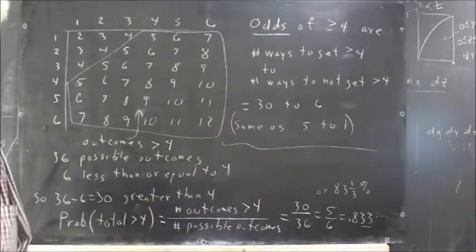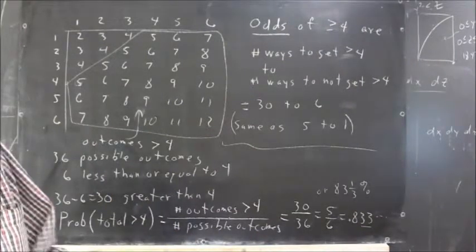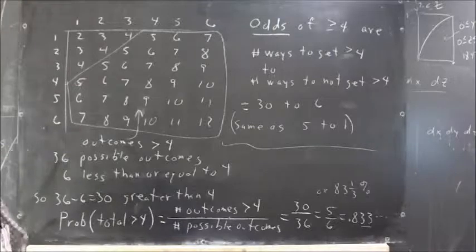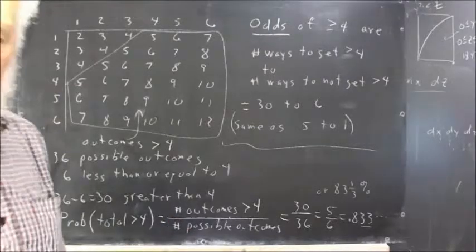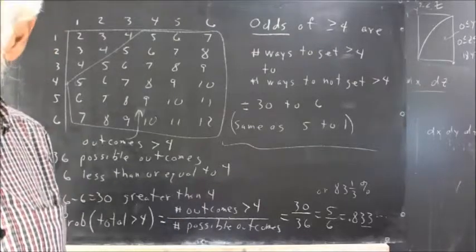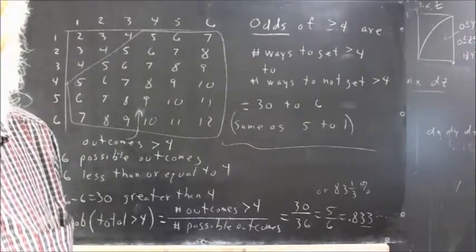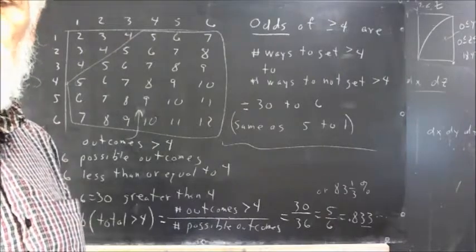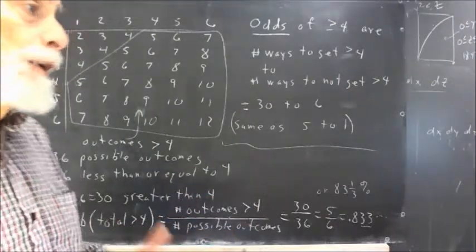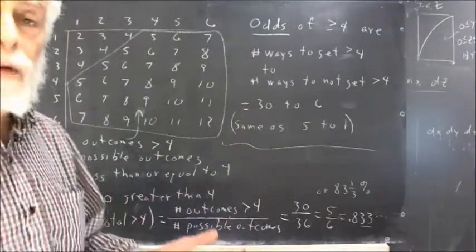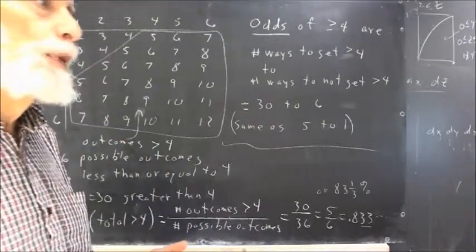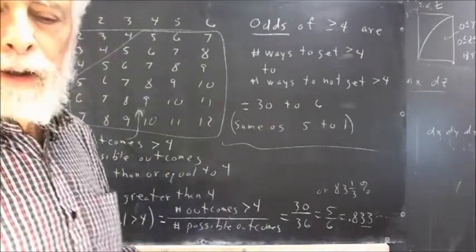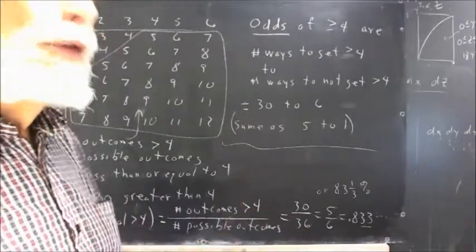Okay, you should look at question 1 from the February 5th, the 0205 file, if you haven't already done so. The first question then is, we roll 2 dice. What's the probability that we're going to get a total greater than 4?